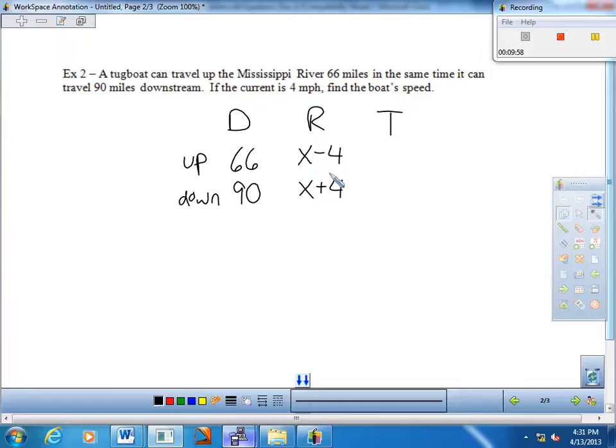Okay, so let's give it a try. We've got our distance and rate. Let's use that to create the time. So this is going to be 66 over x minus 4. This one, of course, is going to be 90 over x plus 4. That sounds good. And the question will be, what equation can we create here? And I think you would see that the times are the same. I think it says it specifically in the problem. So the time upstream is the same as time downstream.